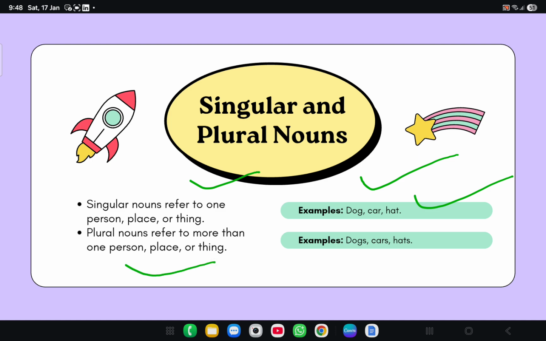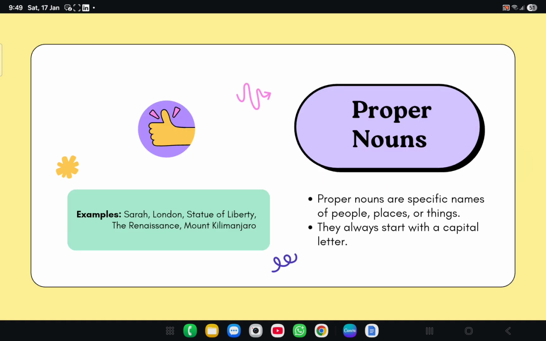And plural nouns refer to more than one person, place or thing. Here in the examples we are looking at: dogs, cars, hats. About this we will make a detailed video so that you can understand singular and plural nouns. Some rules are there to change singular to plural. So hopefully you understood from this video about all kinds of nouns and a little bit about singular and plural nouns. Let's know about proper nouns.